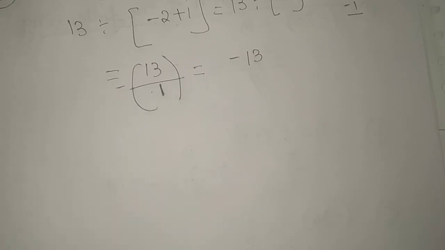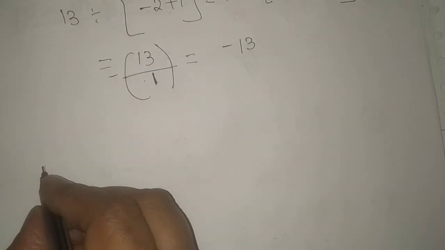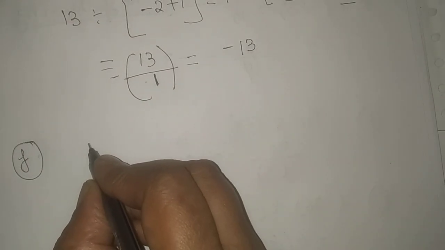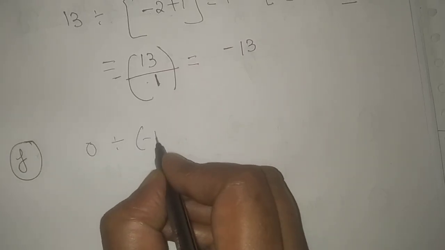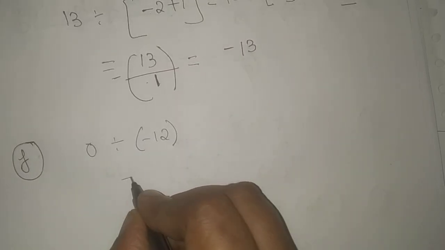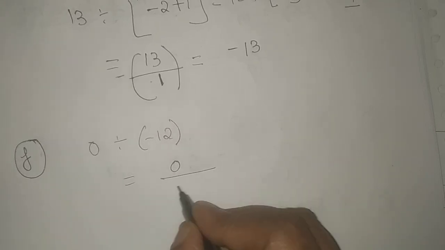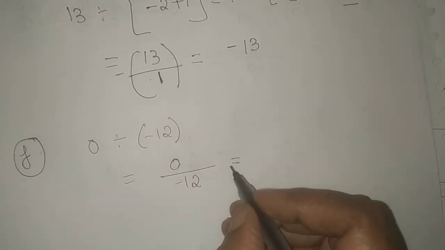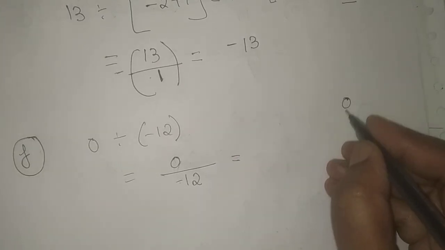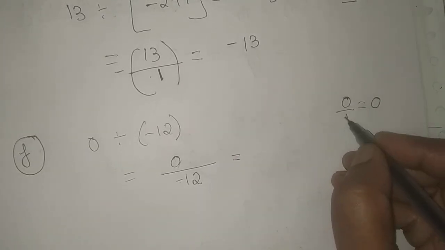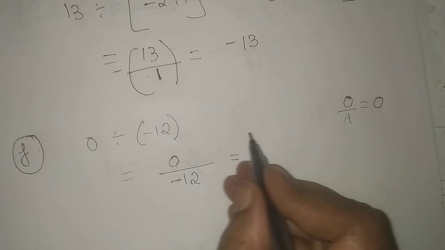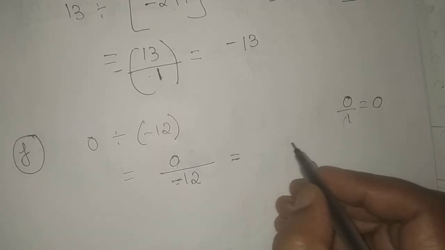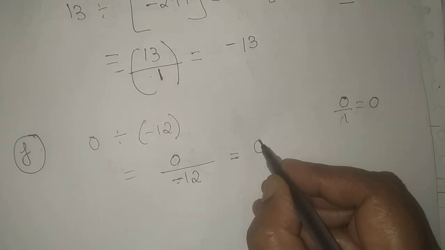Then we move on to F. F is 0 divided by minus 12. Zero divided by any number is 0. So the minus sign doesn't have any value. Since it is 0, it is 0 only.